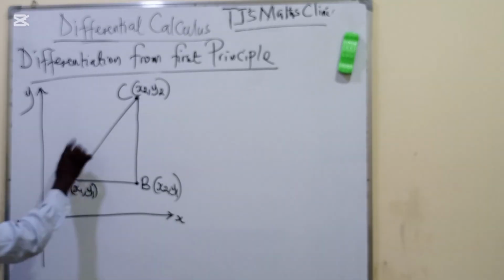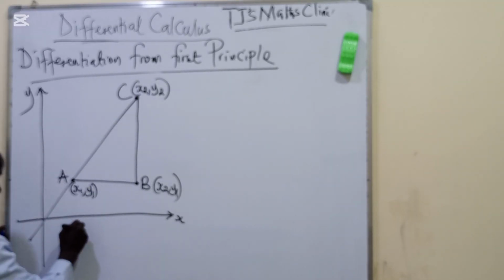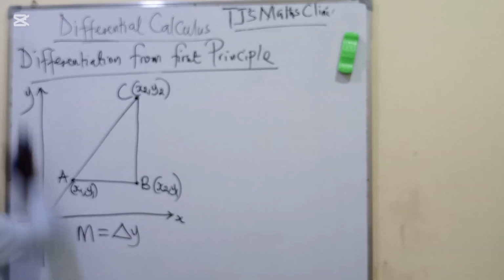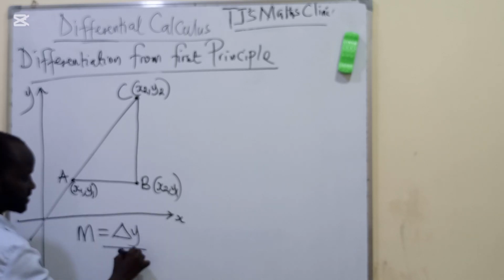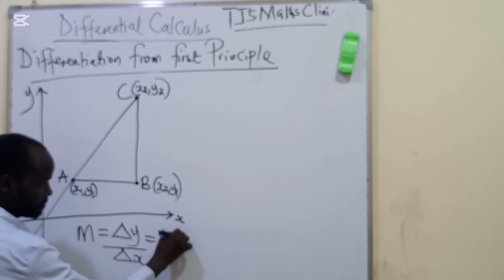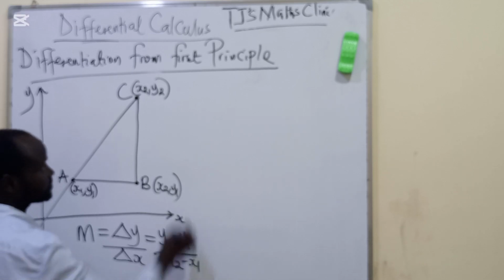If we are to find the slope of this line A to C, it is nothing but m, which is the change along the vertical axis divided by the change along the x-axis. This is the same thing as y2 minus y1 divided by x2 minus x1.